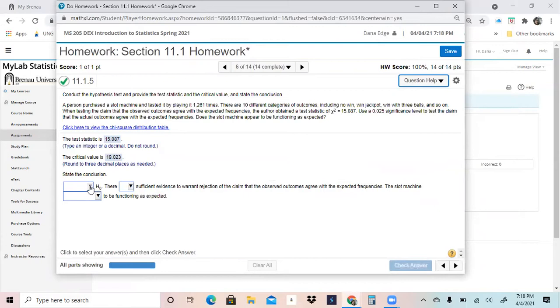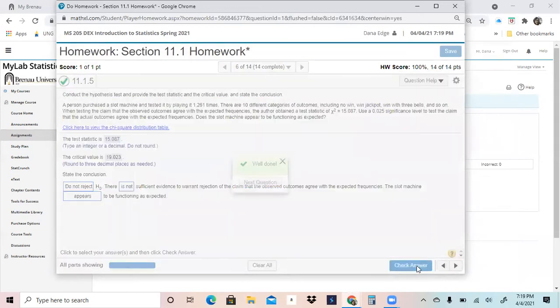Because the test statistic is closer to 0 than the critical value, it is not out there in the tail, we would therefore not reject the null hypothesis. There is not sufficient evidence to warrant rejection of the claim that the observed outcomes agree with the expected frequencies. So the slot machine appears to be functioning as expected.